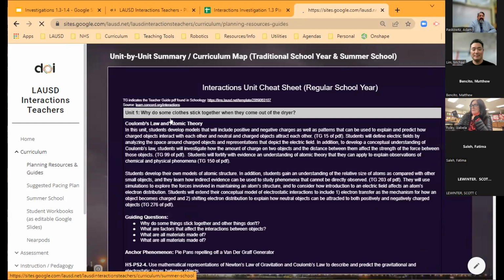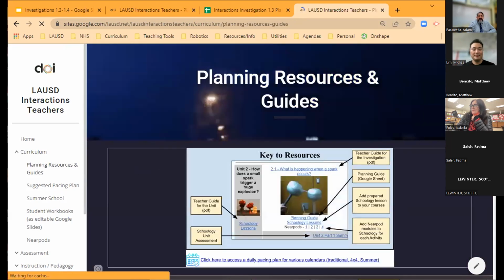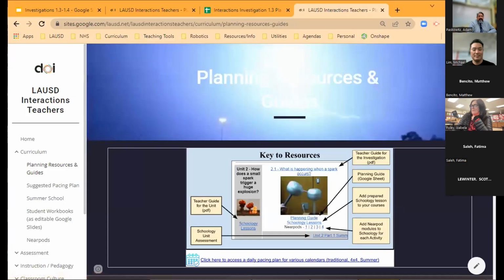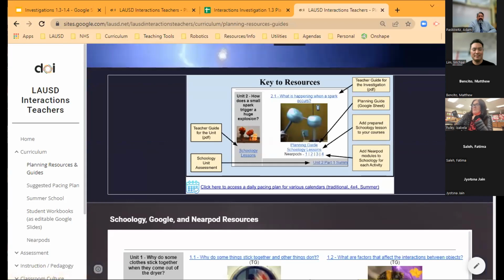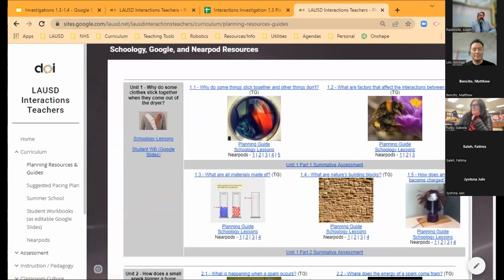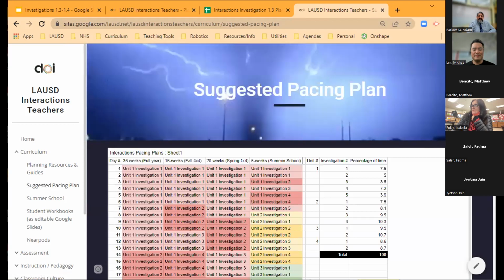The planning resources and guides is also kind of an index to what's in the curriculum section. It's an overview of the whole curriculum with links to, as I said, the Schoology, Nearpod, and Google resources. But we also have this suggested pacing plan here. I'm going to see if I can enlarge this a little bit.